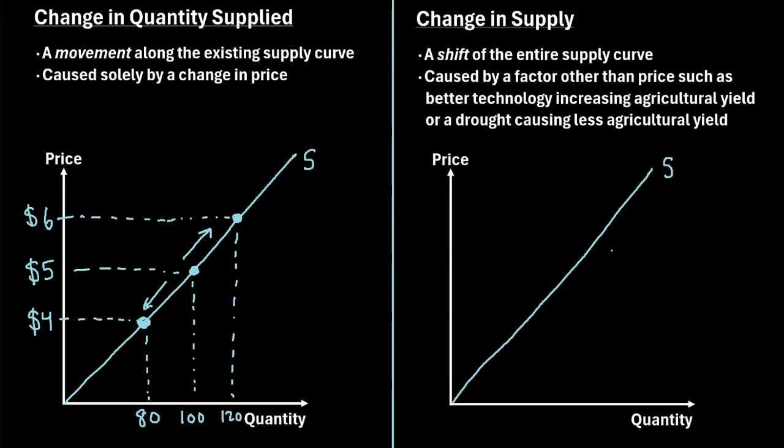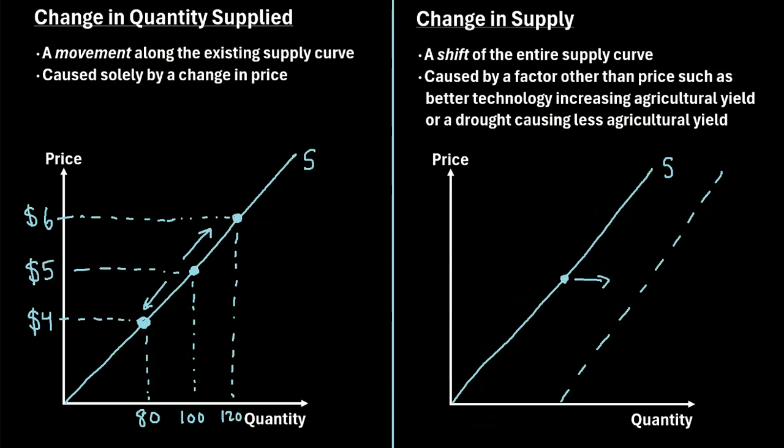In this case, the entire supply curve will shift to the right. So in other words, there is greater supply at every previous price level. So literally the entire supply curve has shifted to the right. So what this means is that there is more supply of apples at every previous price level.